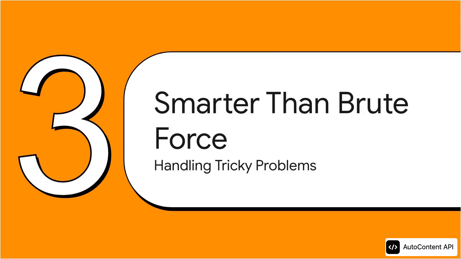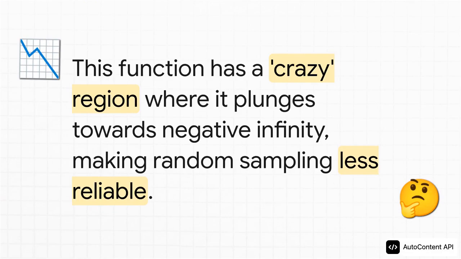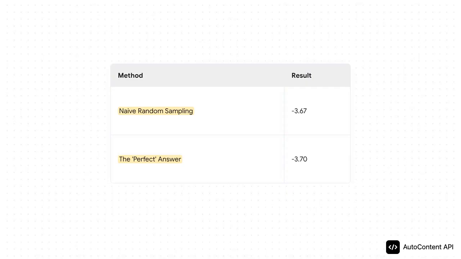Let's find out. So check out this new function. This one's got a mean streak. See how at one end it just takes a nosedive toward negative infinity? Yeah, that's a big problem for our random poking method. Why? Because most of its random guesses are going to land in the nice, flat, predictable part, and it might totally miss that wild, super important dive at the end.